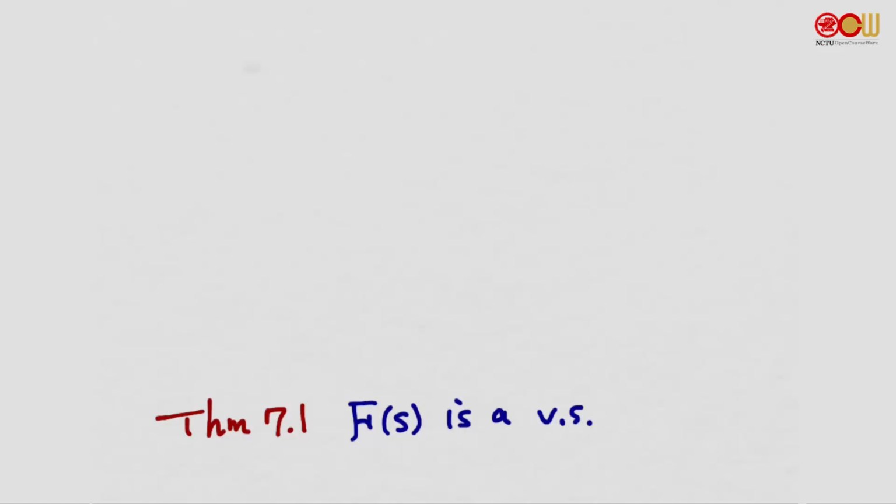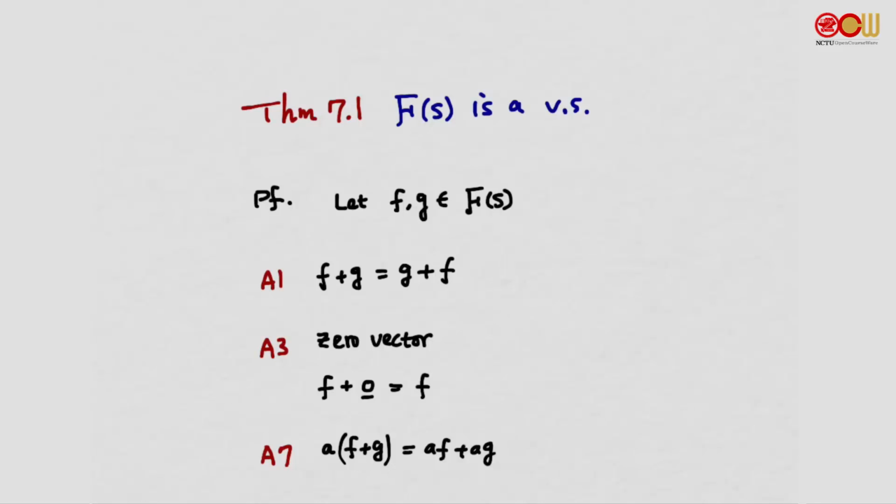Theorem 7.1 says this function space that we have seen just a bit ago is a vector space. To verify that it's a vector space, we will go through the 8 axioms and see if the sum and scalar multiple that we have so defined for function space satisfy the 8 axioms of a vector space. Here we will do the proof for A1, A3, and A7 and leave the rest as exercises.